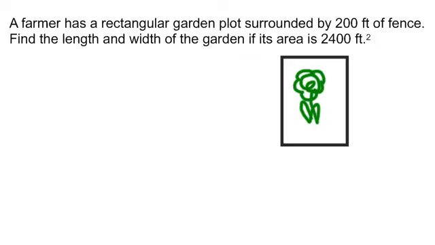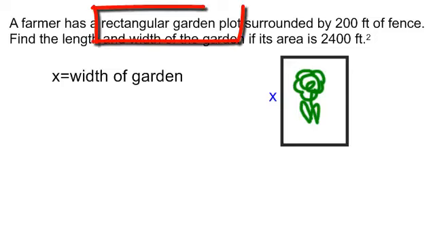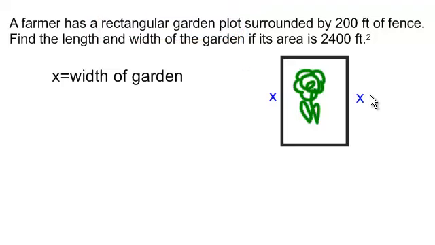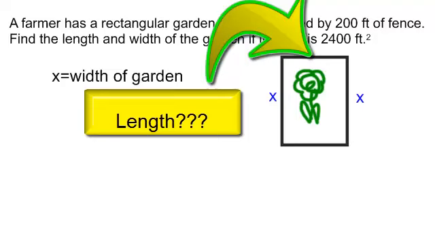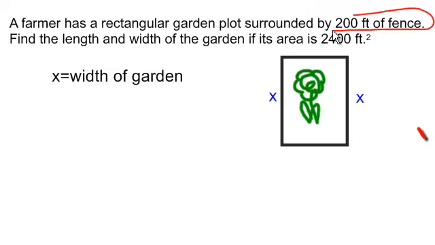I majored in math. Okay, something has to be x for me to start this problem. So we will let x equal the width of the garden. Okay, so I will let that be x. Now, it does say that it is a rectangular garden. If that side is x, then this side is also x. How long is it? Well, I don't know, but I do know that he went out and he bought 200 feet of fence. 200 feet of fence is all around there.